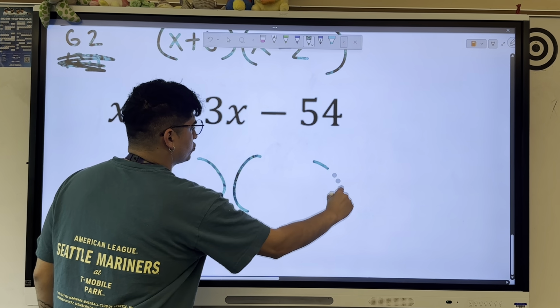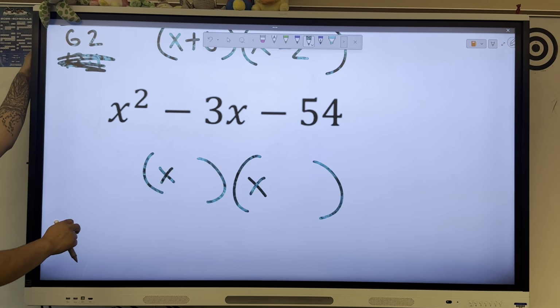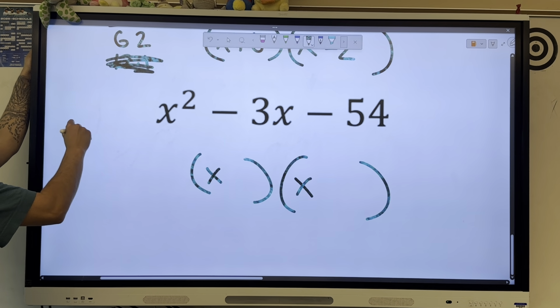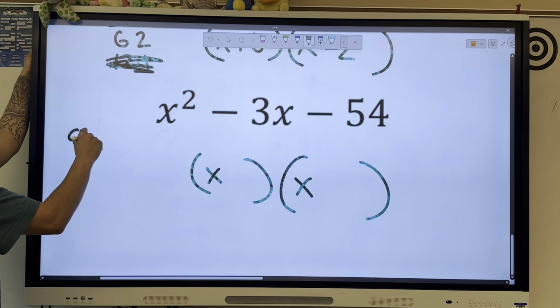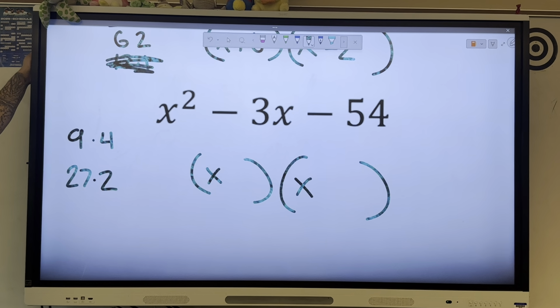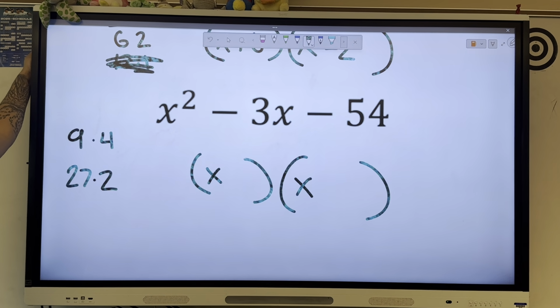Let's see, how can I make negative 54 and add up to negative 3? Well, I'm going to do 9 times 4. I can do 27 times 2, I don't think that's going to be it. Man, clearly I'm missing something else. What am I missing? Oh, Mr. Fernando, this is embarrassing. You got to be able to do this. Two numbers that multiply to make 54. Is it 3 times something? Oh, my goodness.